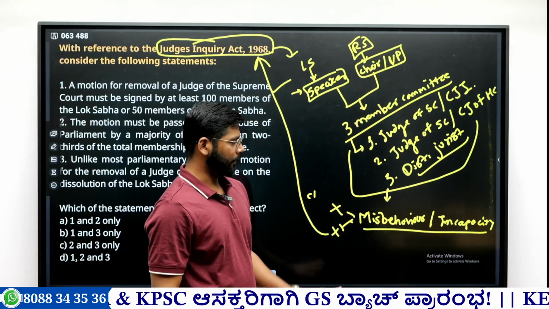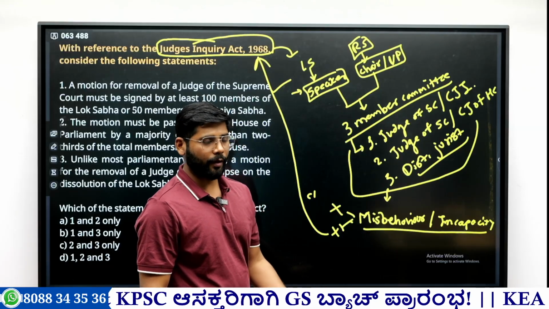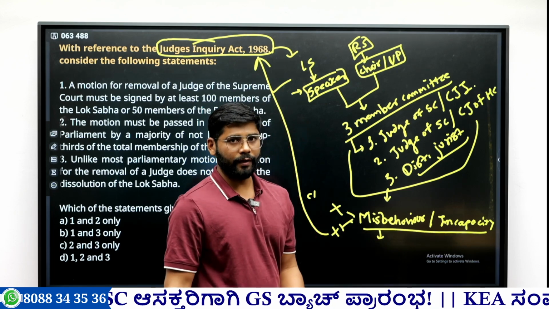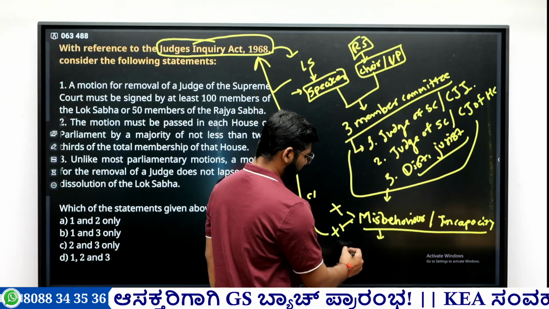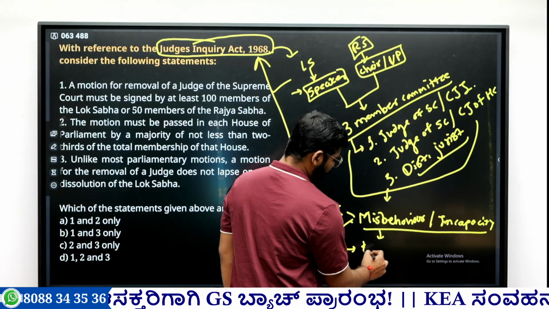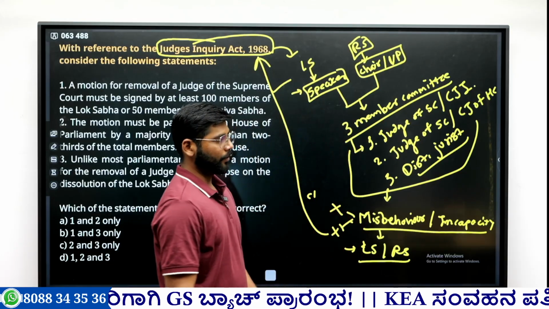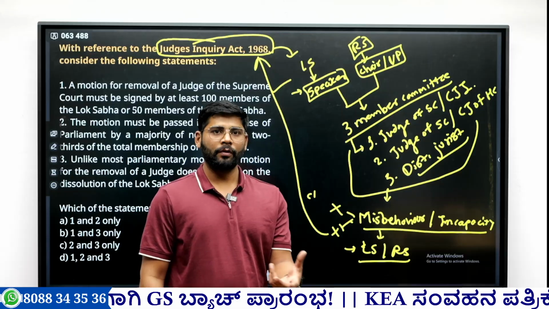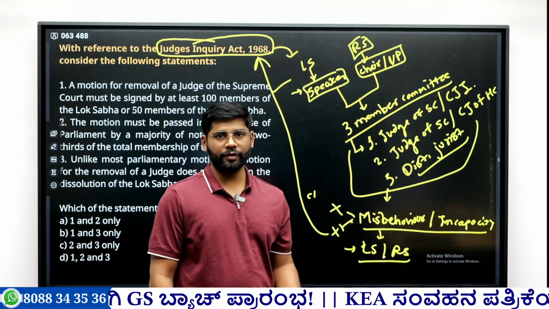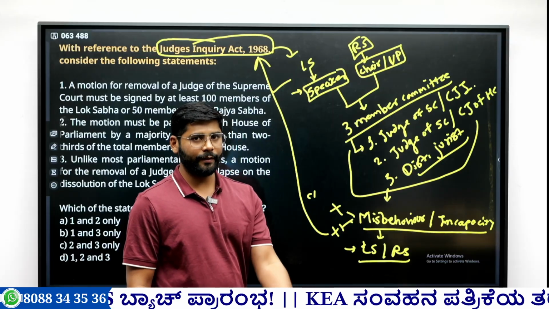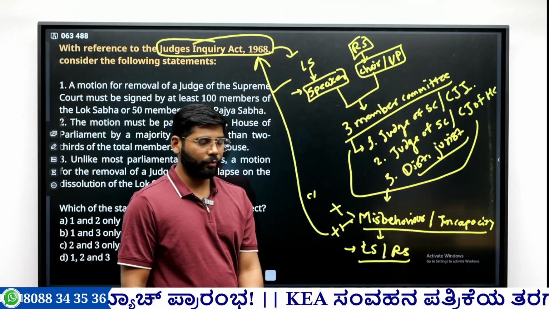Now if they decide the person suffers from misbehavior or incapacity, they will recommend that the speaker consider the motion. It will be introduced in the Lok Sabha or Rajya Sabha, wherever it originated. This house will pass it with a majority of the total membership, in addition to 2/3 present and voting. After that, they will send it to the second house, where the same kind of majority will be followed.